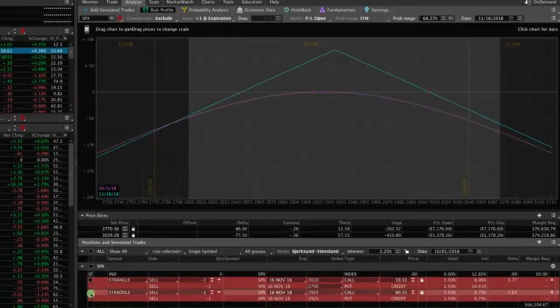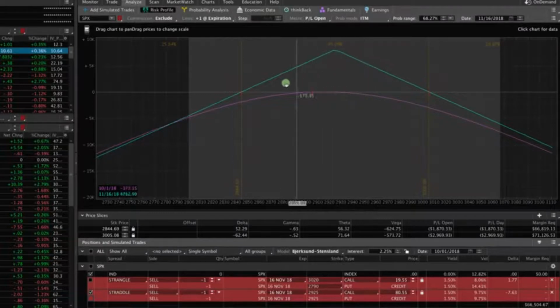So if I simply check on the box next to the straddle, you'll see the visual graph pop up now. As you can see, instead of a long, flat probability of max profit, we now have more of a tent shape profit diagram. And we have to take our price slices and move them to the break-even points to determine our probability of profit. Our probability of profit at expiration went from a little over 68% down to just over 45%.